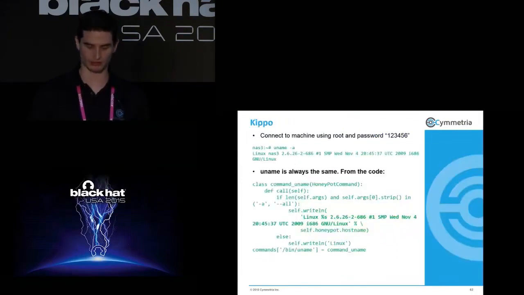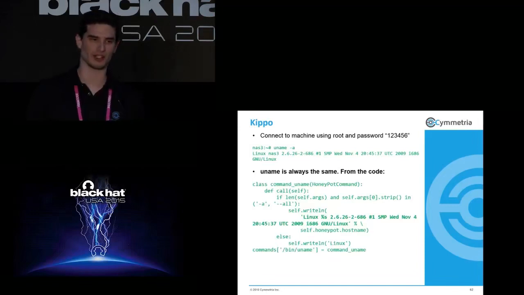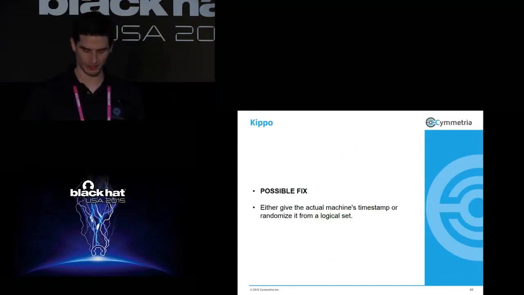And just another way of understanding how to fingerprint Kipo: when you're running the command uname -a inside of Kipo, it always gives you the same uname. That's something that we found. And it's pretty problematic. If you would Google this uname, you would probably see people saying, I connected to this SSH machine and stuff is really weird. This is the uname, the details of the machine, and I have no idea what's going on. So even people not trying to detect it outright are sensing that something is wrong, right? So a possible fix is to either give the actual machine's timestamp or just randomize it from a logical sense.